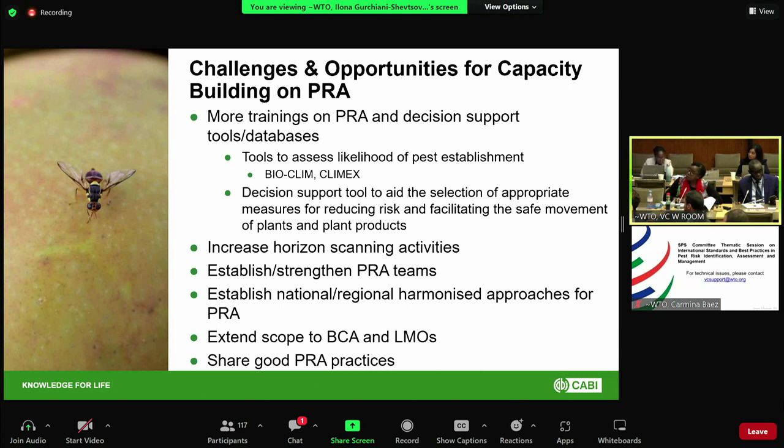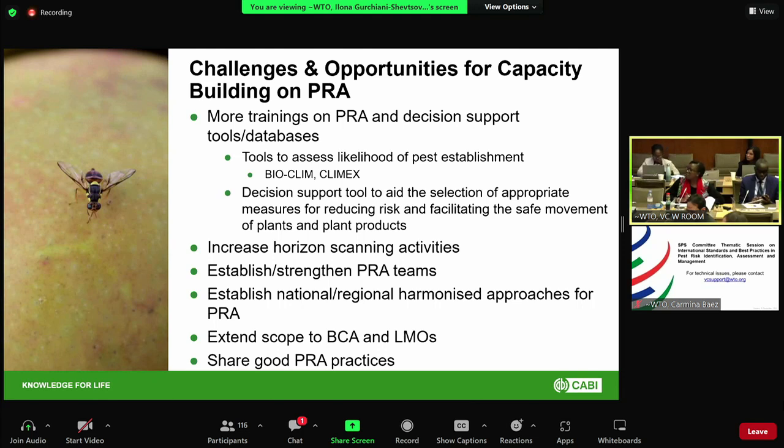So we'd like to support countries to put these together and have national databases in terms of a national pest list. Also, capacity to assess the likelihood of pest establishment using different tools like CLIMEX and BIOCLIM is lacking. We also identified the need to strengthen PRA teams in some countries. This is very ad hoc and in some non-existent. I think we've had about 80 people in the US dedicated to PRA. I think that's something that is not available in most African countries.